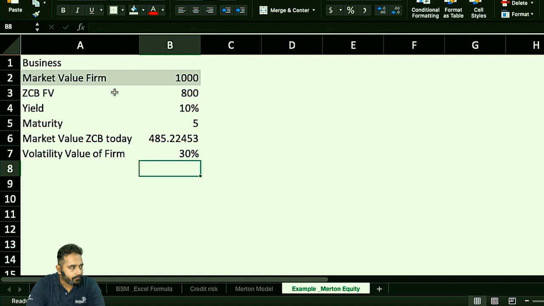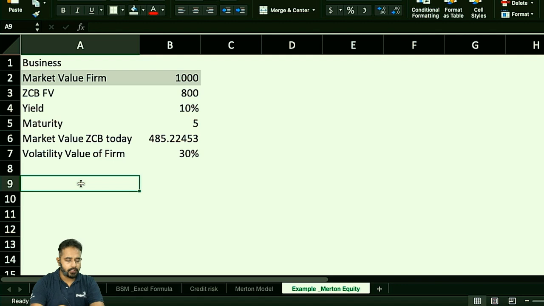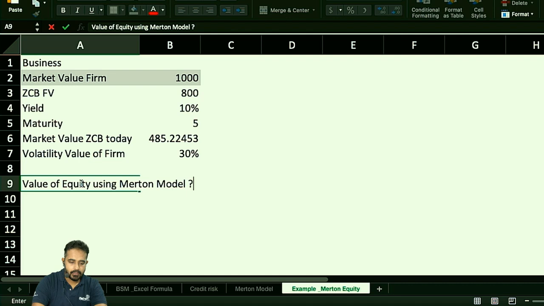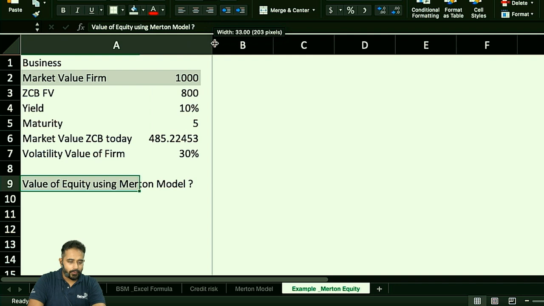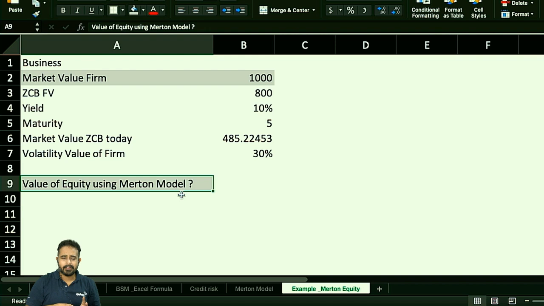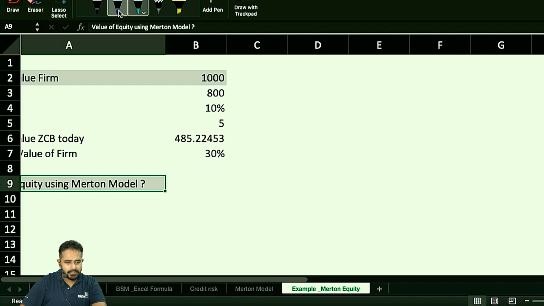Once we have all this information, we've been asked to calculate the value of equity. That's the Merton model. Value of equity using the Merton model, right? And think about it, this value of equity using the Merton model is not any different at all from valuing a call option using the Black and Scholes model. It's actually the same thing, right? So look at this carefully. I'm going to apply the same Black and Scholes model. Of course, we have the formula, we can make use of it, but just for the fun of it, here is how we'll value the equity.